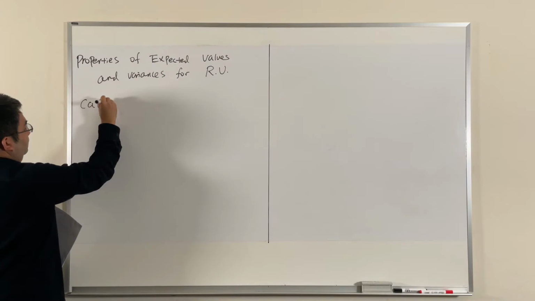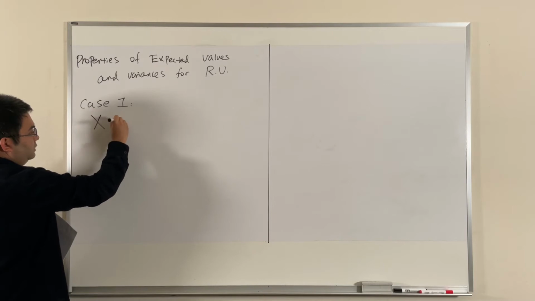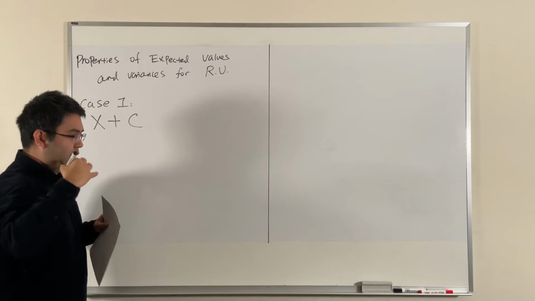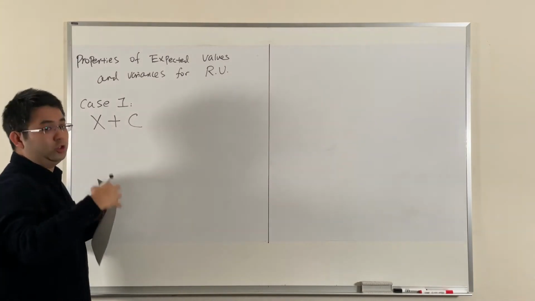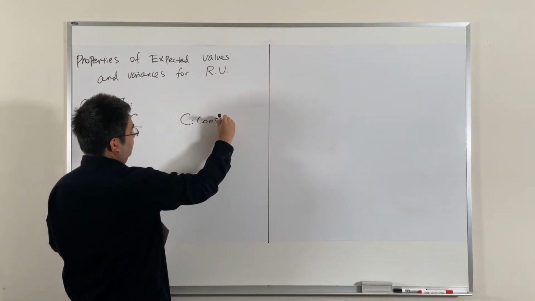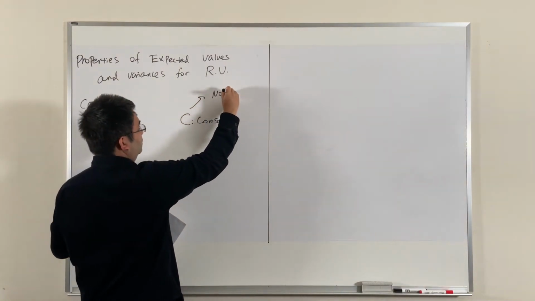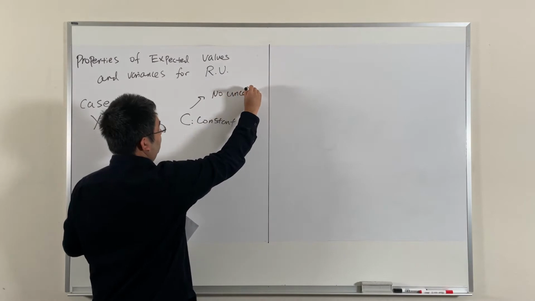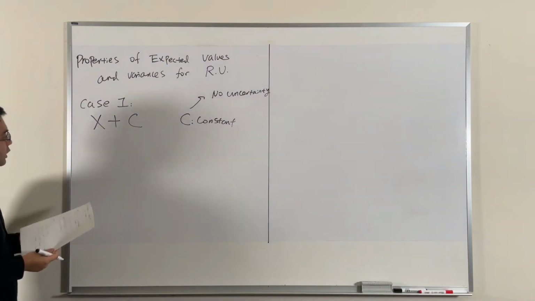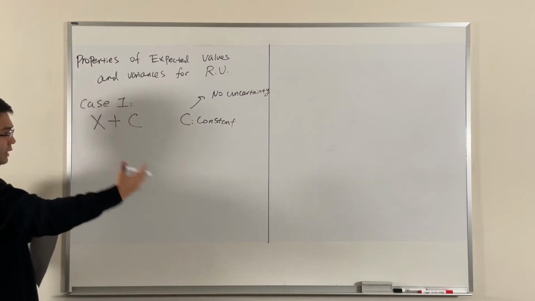Case 1. In Case 1, we're looking at your random variable plus c. C means a constant, so it's a value that does not change. You will get c for sure. It's a constant value, and there's no uncertainty in this. So you always know the value of c. Always.